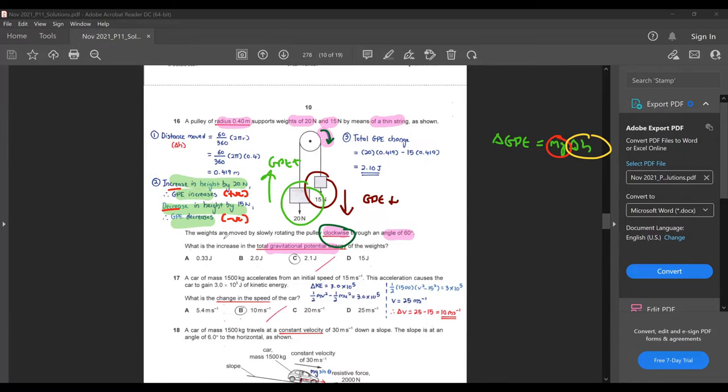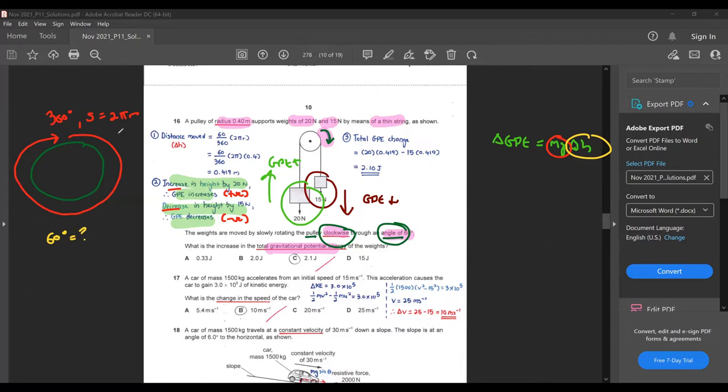because they told us that the pulley is now rotated through an angle of 60 degrees. If your pulley is rotated by an angle of 60 degrees, what is the distance that has been moved? This one, we think of it this way, okay? If this is your pulley, if it moves 360 degrees, the distance moved is actually the circumference of your circle, which is 2 pi r. So what we're interested to know is how much distance would you have moved if it was 60 degrees.